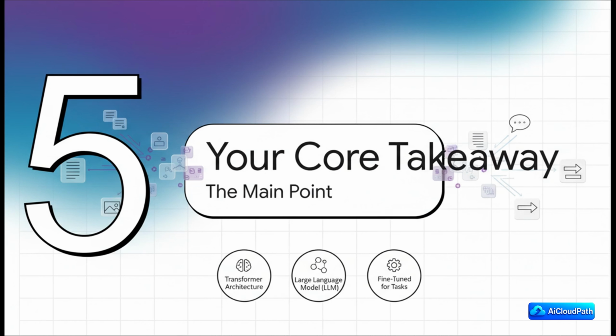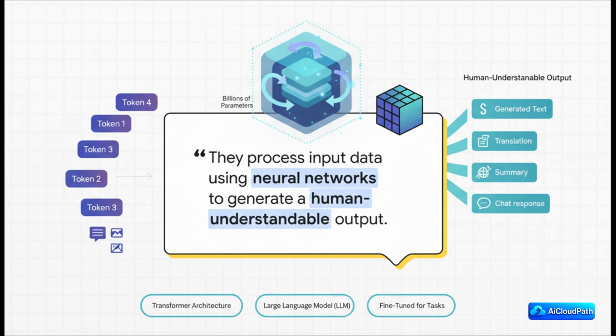All right, we have covered a ton of ground. So let's boil it all down to the one core idea. If you're studying for a test or just want the key takeaway, this is the sentence you need to remember. Here it is, plain and simple. Transformer-based LLMs process input data using neural networks to generate a human-understandable output, and they can handle massive datasets. Yep, that one sentence, it's the whole shebang. It perfectly captures everything we've just talked about.